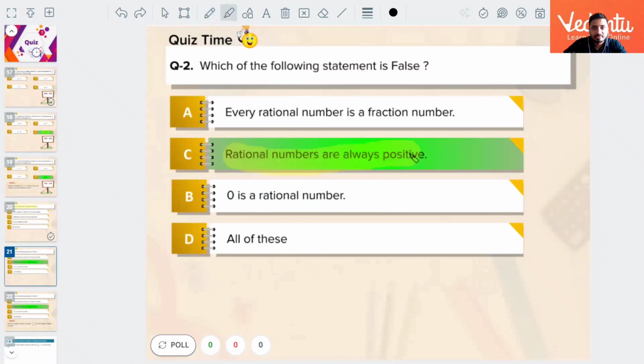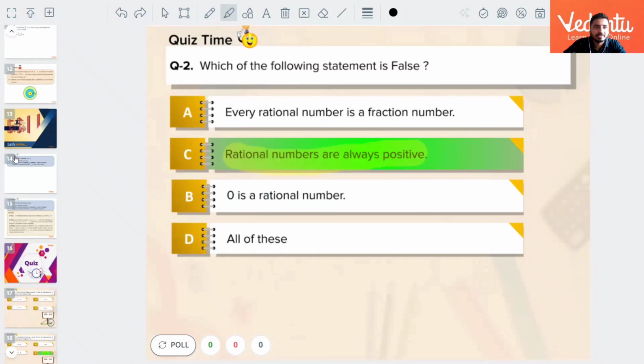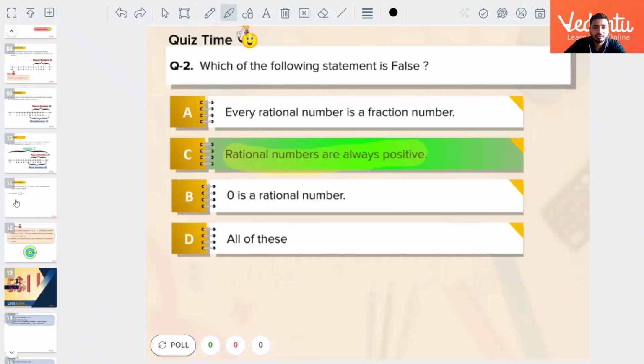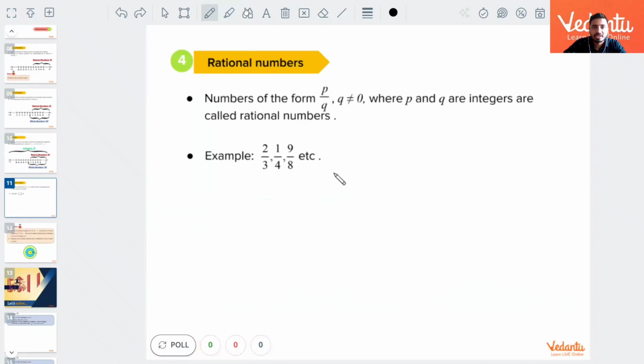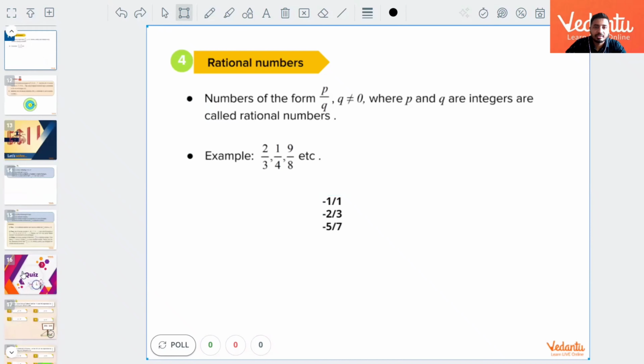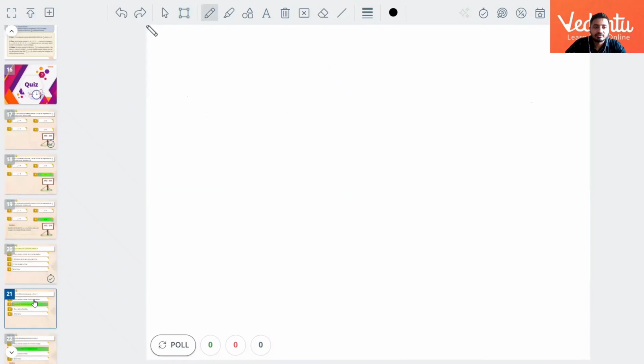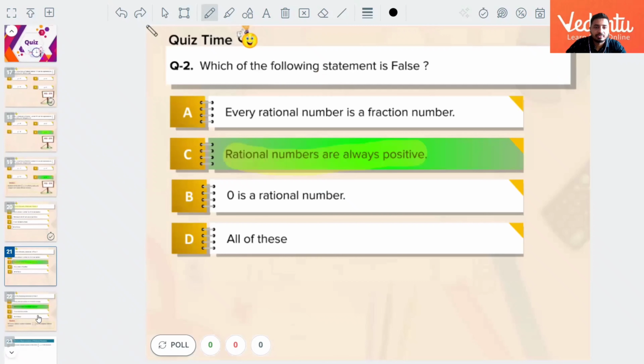Which of the following statements is false? Rational numbers are always positive. We have already seen in our previous slide that rational numbers can be negative also. For example, minus 1 by 1, then minus 2 by 3, minus 5 by 7. These all can be rational numbers. So rational numbers can be negative also. Clear to each and everyone? This statement is false. Clear?